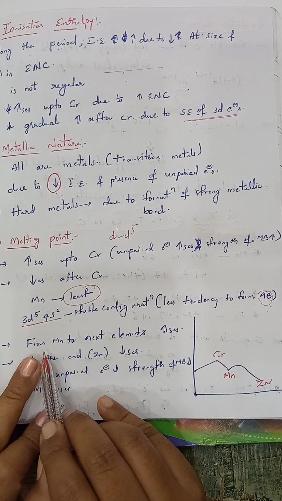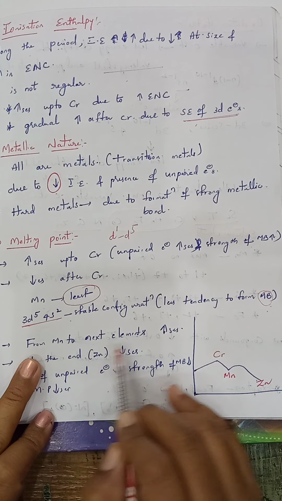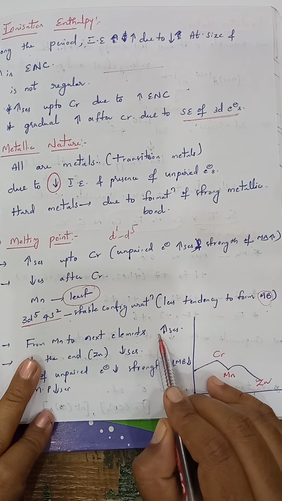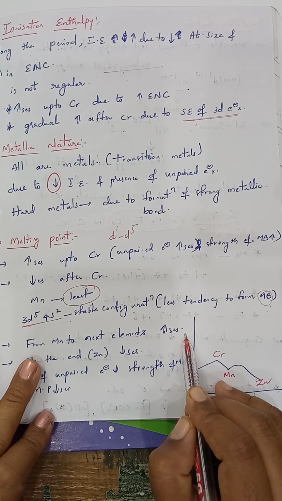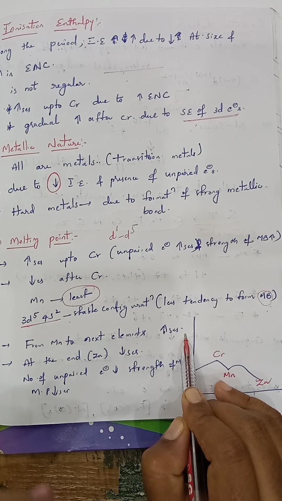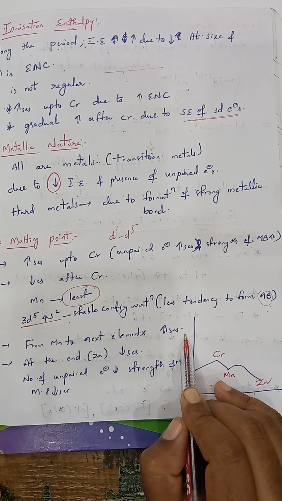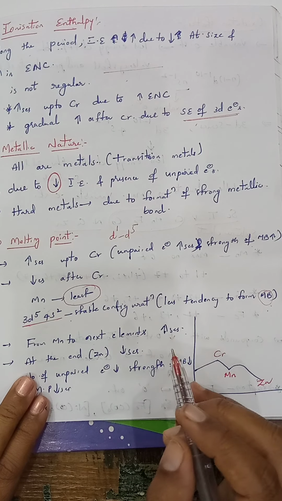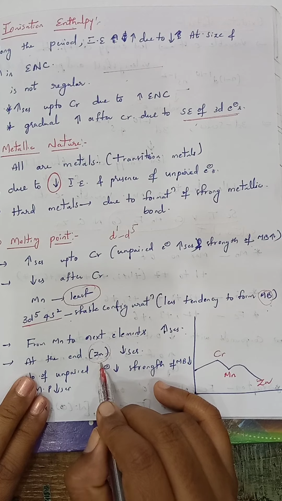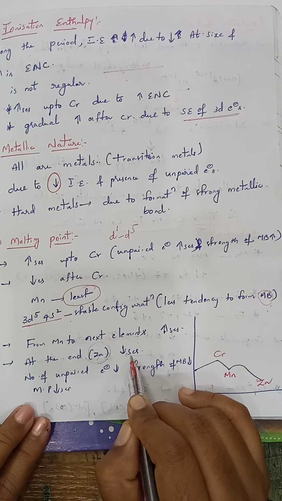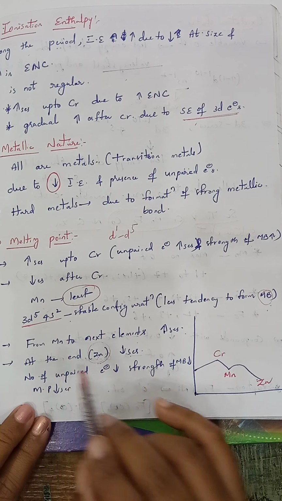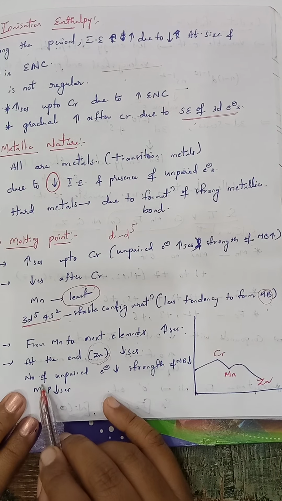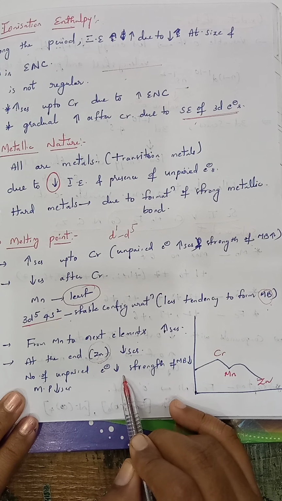Next, moving on from manganese to the next elements, again the melting point increases. It starts decreased, then maintains a minimum, and again it decreases. At the end, what is the end element? Zinc. That last element has the least melting point. Remember, only from manganese to nickel it increases. Again for zinc it is least. This is due to the number of unpaired electrons decreasing.